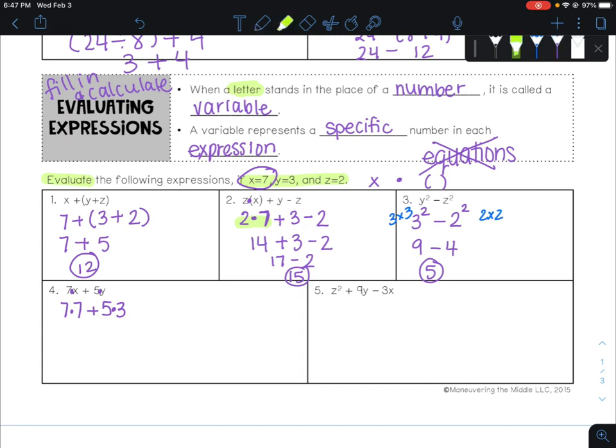So now we can just go ahead and do our 2 multiplications. 49 plus 15. We're going to get 64.